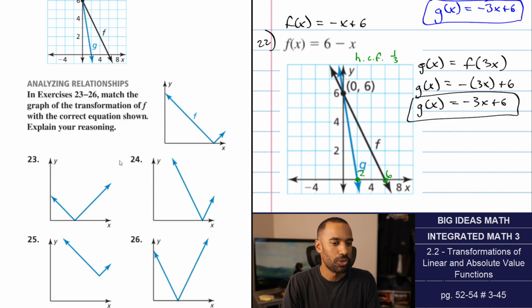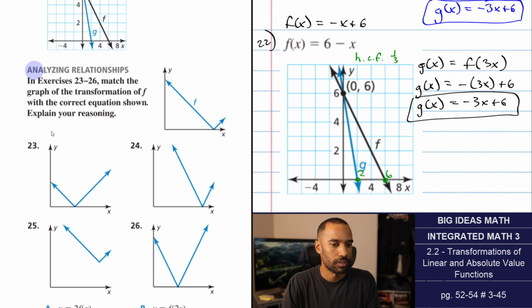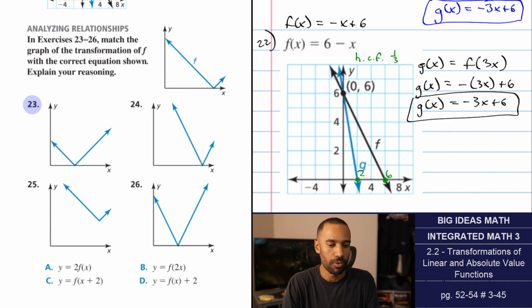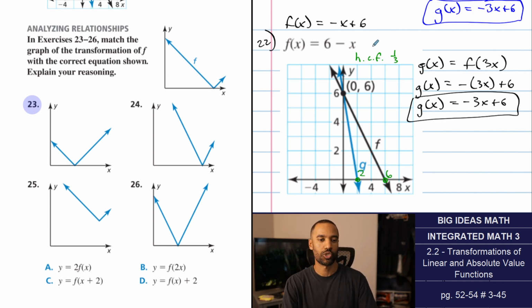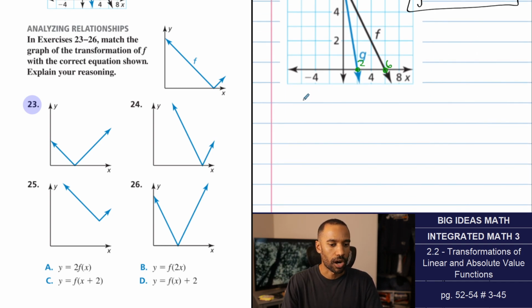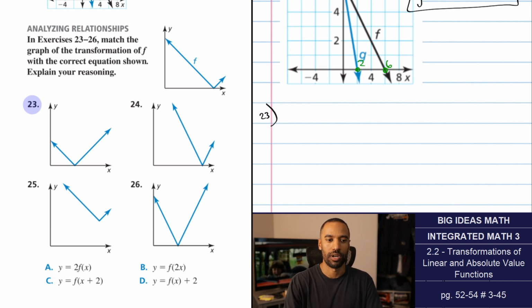Okay, let's do numbers 23 to 26. And in these exercises, it's a multiple choice thing. In exercises 23 to 26, match the graph of the transformation of f with the correct equation shown. Explain your reasoning. These are all about translations versus stretches and compressions. Okay, so number 23.